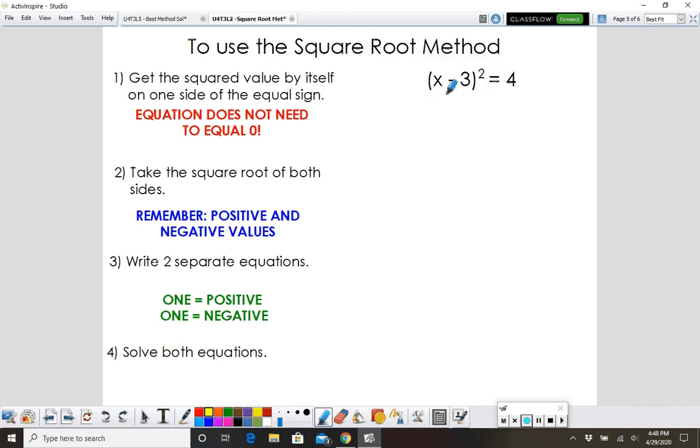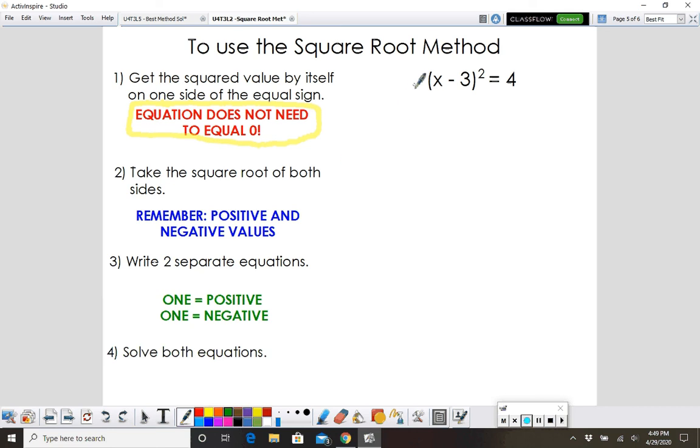Now, when you have these vertex form equations, you need to have this squared value by itself on one side of the equal sign. Everything else goes on the other side. So this is one of the few times where your equation does not have to equal 0. It might start out equaling 0, but then you'll move everything around. Okay? From here, we got to do step 2.